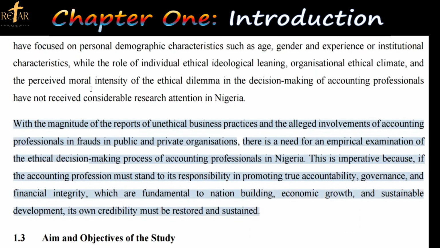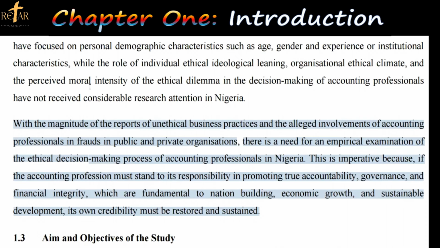I've highlighted it. With the magnitude of reports of unethical business practices and the alleged involvement of accounting professionals in fraud in public and private organizations, there is a need for an empirical examination of the ethical decision-making process of accounting professionals in Nigeria. Do you see where this study is coming from now? This is imperative because if the accounting profession must stand to its responsibility in promoting true accountability, governance, and financial integrity, which are fundamental to nation building, economic growth, and sustainable development, its own credibility must be restored and sustained. That ends the statement of the problem.